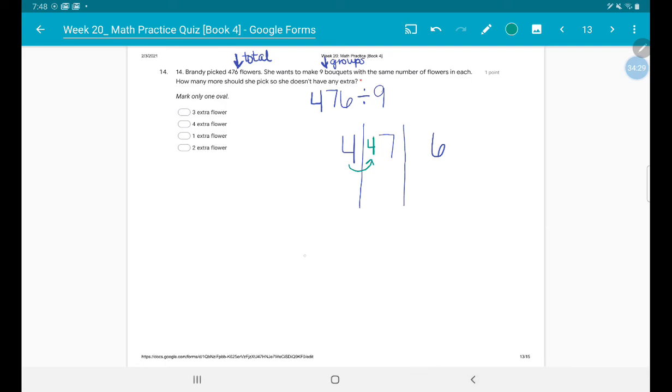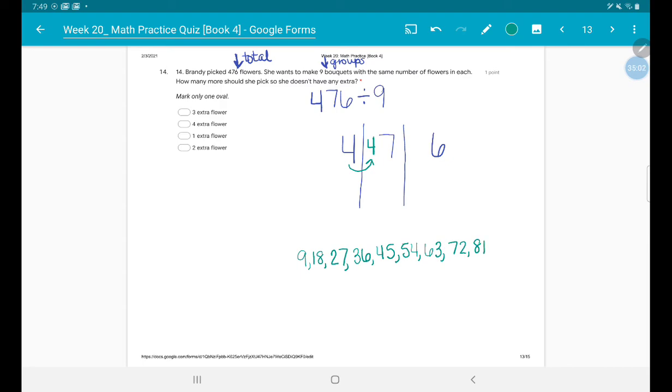I'm going to list my multiples of 9. 9 times 1 is 9. 9 times 2 is 18. 9 times 3 is 27. 9 times 4 is 36. 9 times 5 is 45. 9 times 6 is 54. 9 times 7 is 63. 9 times 8 is 72. And 9 times 9 is 81.